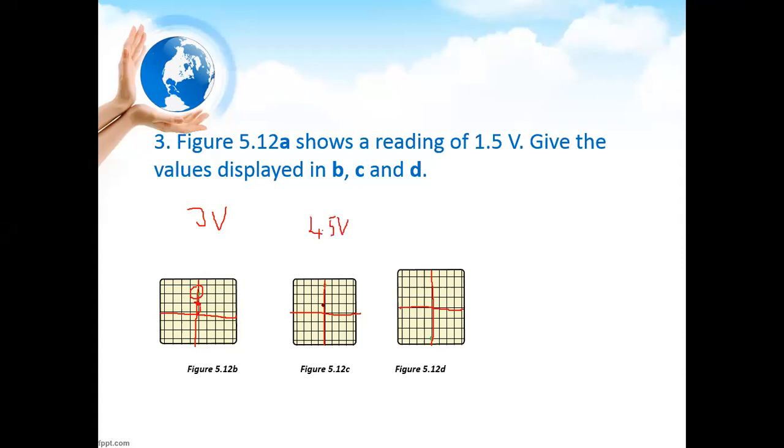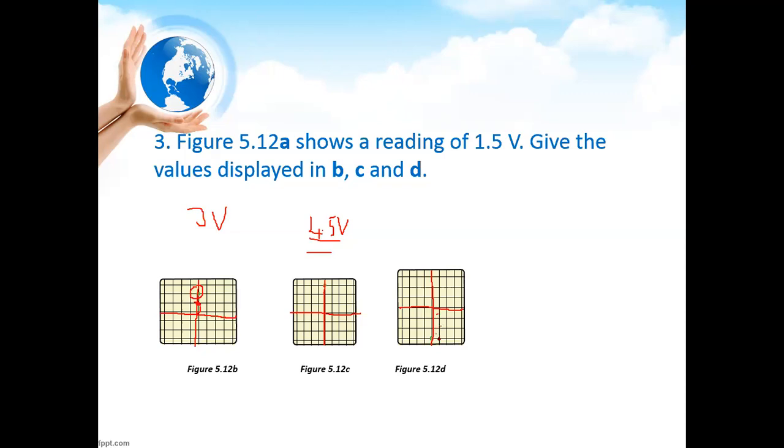Each square represents 1.5 volt. So if it's 3 squares above the axis, it's going to be 3 times 1.5. It's going to be 4.5 volt. Here, this is the down part. Again, it's going to be 1, 2, 3. We're going to count the squares.